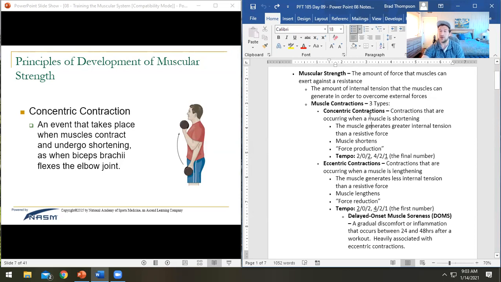Going back to the idea of strength, the muscle is generating a greater amount of internal tension than whatever resistive force it happens to be dealing with. In my biceps that's moving like this, but my triceps are exactly the opposite. If I contract my tricep and go this way, my tricep is now shortening while my bicep is lengthening.